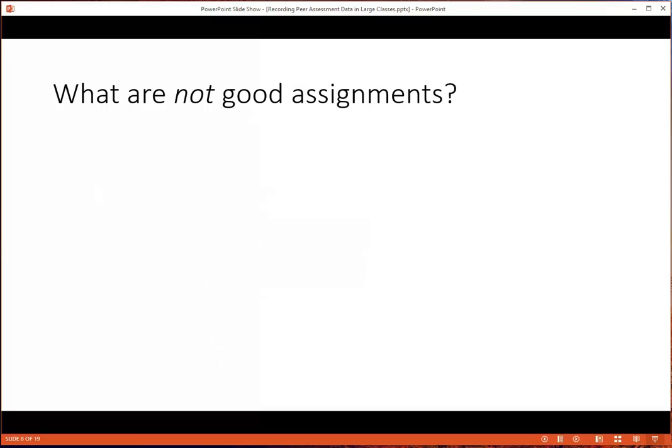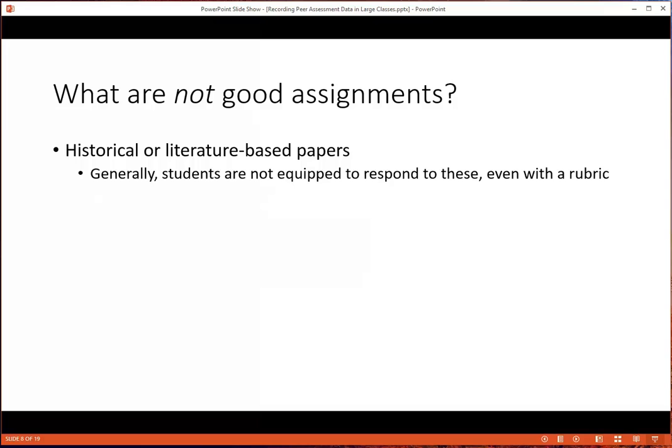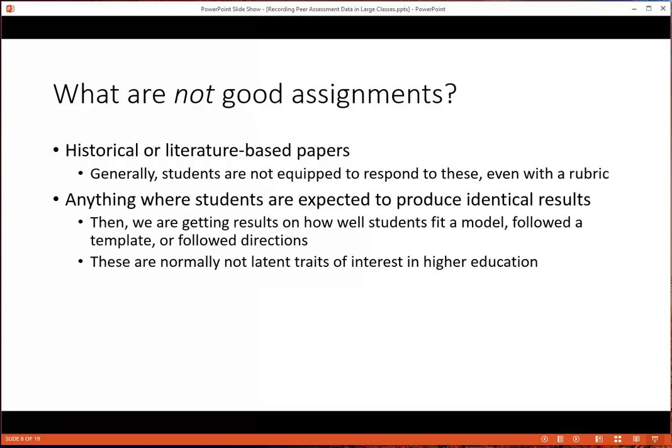So conversely, what are not good assignments? You don't want your students assessing historical literature-based papers. Often students are not equipped to respond to these, even with the rubric. There's a huge problem with interference from things like grammar and word style, which again, students may not be qualified to comment upon. So I would generally avoid anything that sounds like a paper. You might have better luck with critiques, but historical literature-based papers tend to not work well with this strategy.